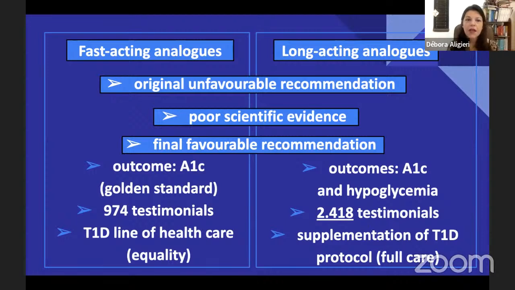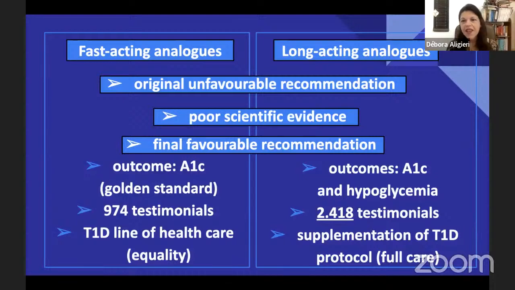But in the first case, they were only analyzing glycated hemoglobin as a relevant outcome, that is the gold standard of diabetes control. But when they read our testimonials, we only talked about hypoglycemia, because it's hypoglycemia that is our daily problem, not exactly the glycated hemoglobin. So on that occasion, we had 974 testimonials.